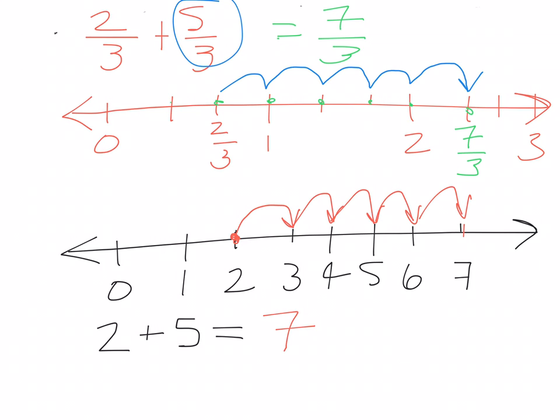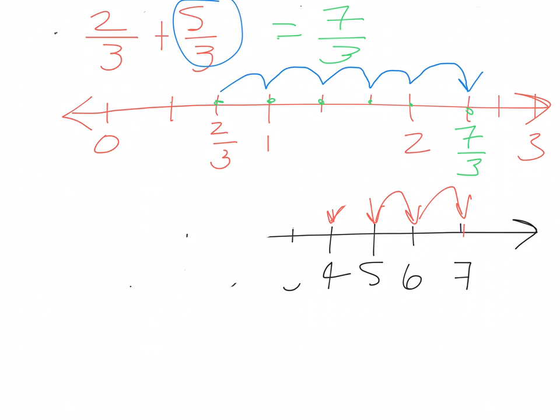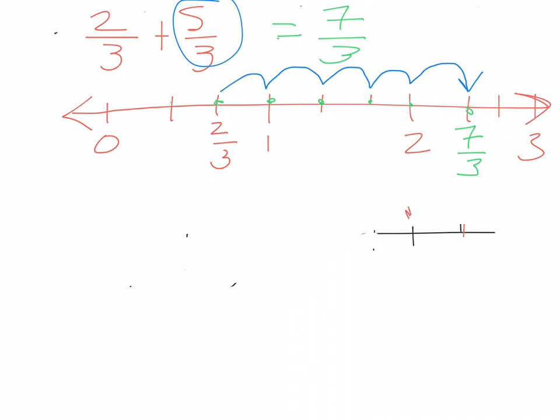But wait, here our denominators were the same. They were both thirds. What happens if our denominators are different? Well, that's when the trouble comes in. So the key is to do whatever we can to make the denominators the same. So let's say we have an addition problem where we have 2 fractions. Let's stick with 2/3. I still like 2/3. We have 2/3 plus, I don't know, how about 1/2?